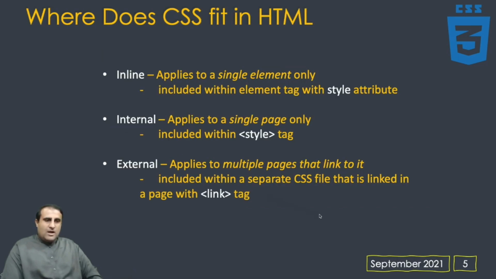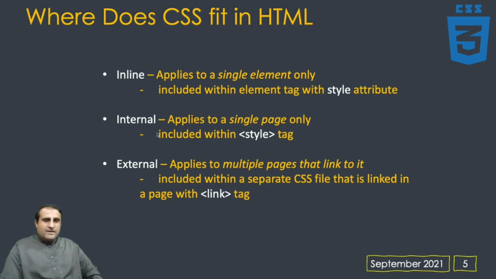So how does CSS actually fit into the HTML pages? Basically there are three ways we can embed or apply the CSS to the HTML elements. These are inline, internal, and external. So let's see briefly what it means. By inline CSS, it means the CSS is applied to a single HTML element. So basically, that's why it is included within the element tag itself with the style attribute of the element.